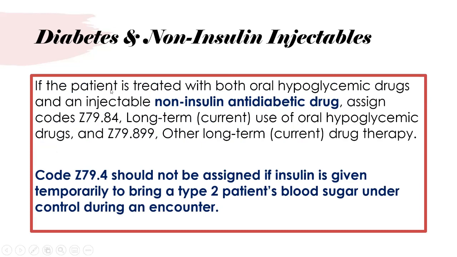And then from our next slide, we saw that if the patient was taking both a pill and a non-insulin injectable drug, that could be coded as well. We could use Z79.84 and Z79.899. And we also learned that we do not code insulin if the person is taking it on a temporary basis.